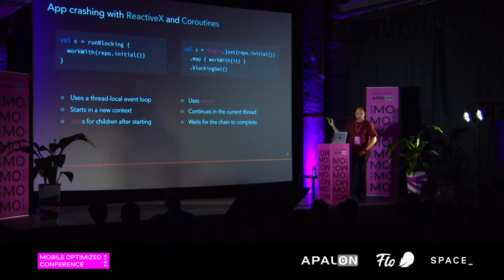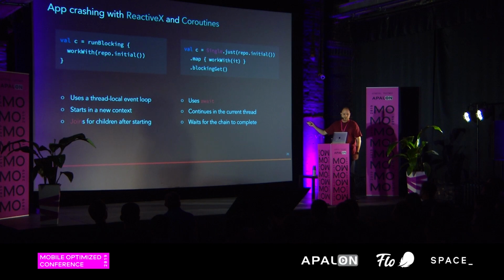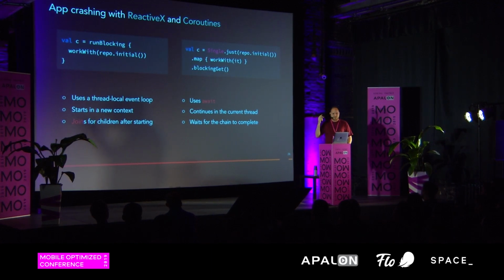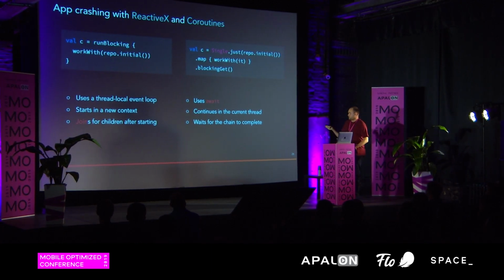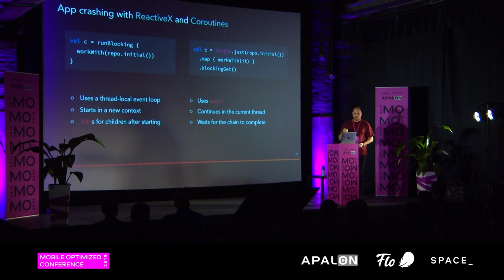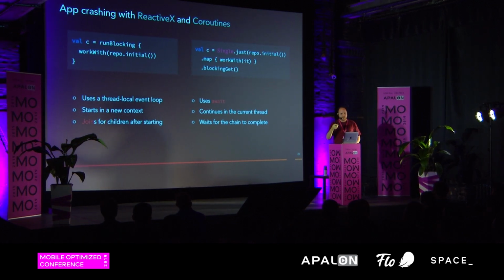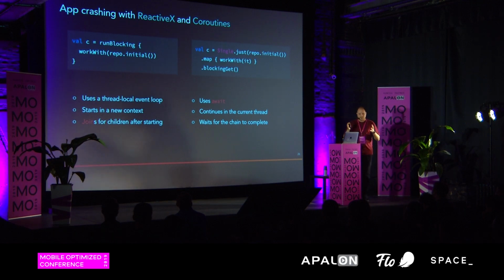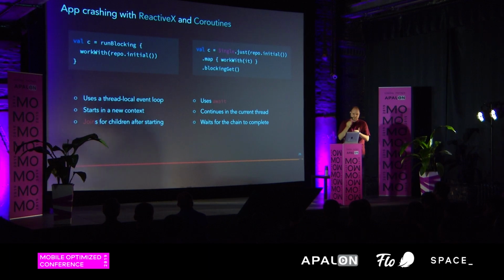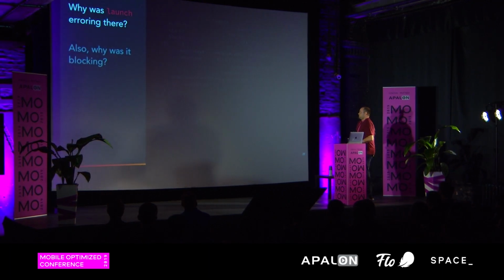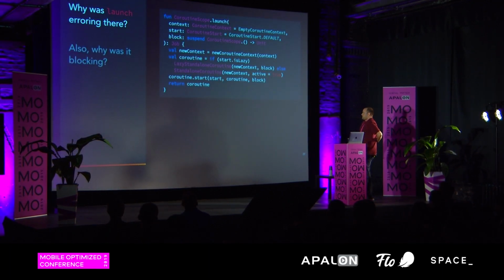If you're running a network thing with runBlocking or any of these others without switching to IO, you will get a network exception on main thread crash, because it's on the main thread. There is an optimization in coroutines. If your dispatcher is the main dispatcher, everything will run in the main thread. Whatever function you use, it will by default run in the main thread synchronously. All right, so that's fine.